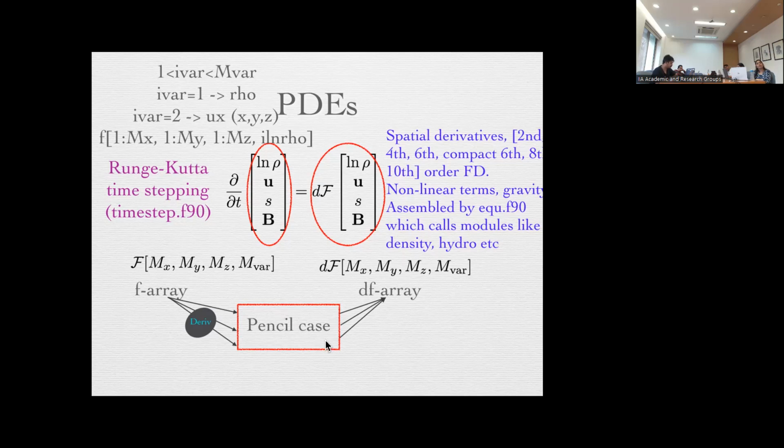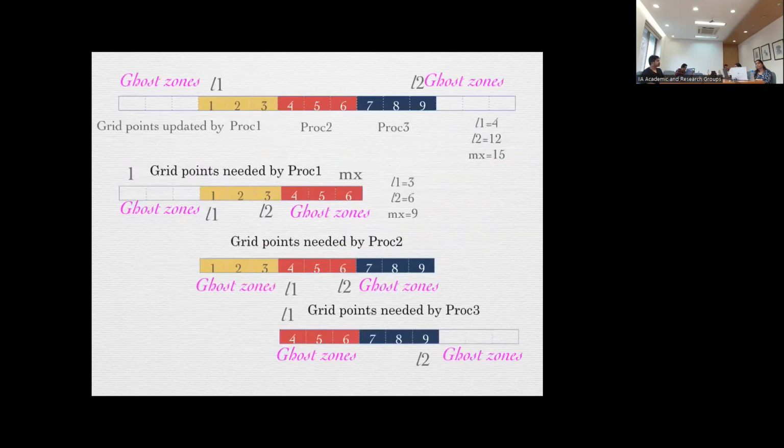And then you can do a lot of mathematical operations on this pencil case to arrive at terms which are in the DF array. And then this DF array is used in the time step.f90 to advance your code. So are there any questions so far? Can you see any raised hands?